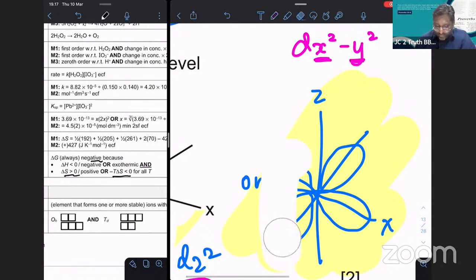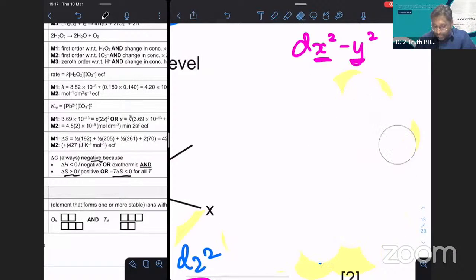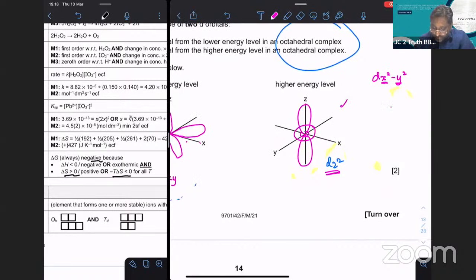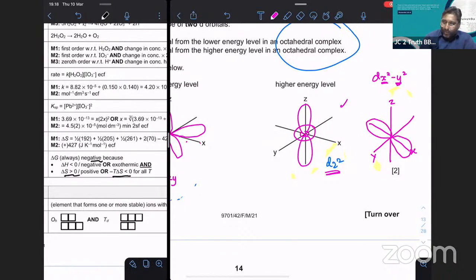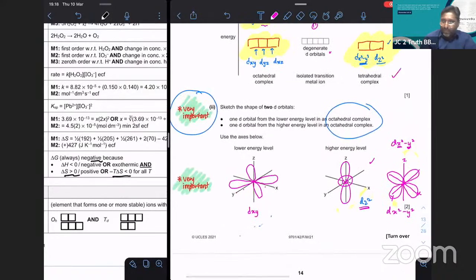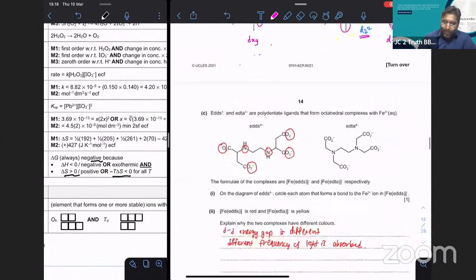Let me erase this. You can either draw this, because you have two, or, if I put z, x, y like this, x square along x and then y square along y. This is going to be the answer. So you can actually use these two as your answer. They can ask you a similar question like this for tetrahedral. Please remember this. Now I'll move on.